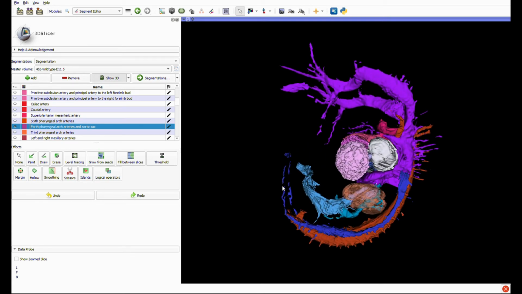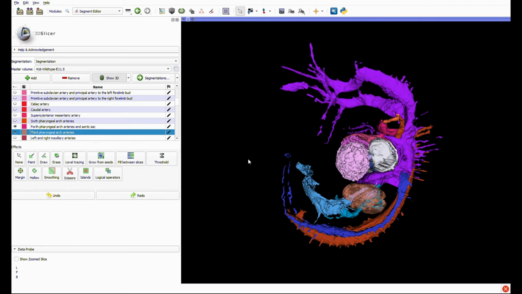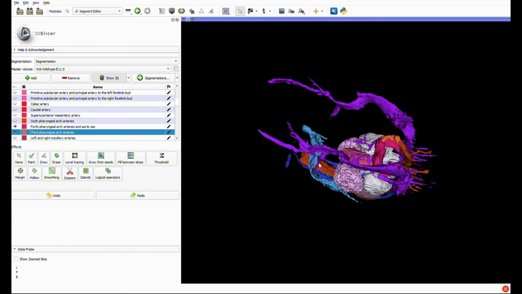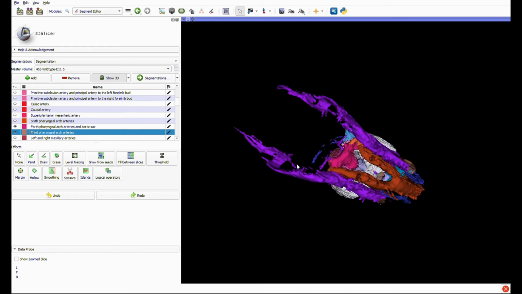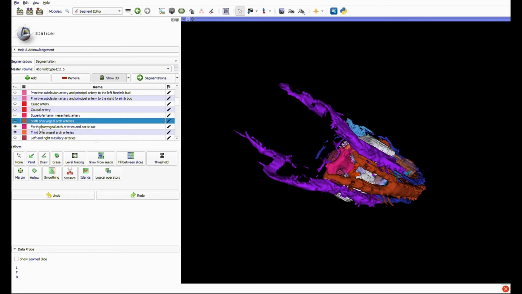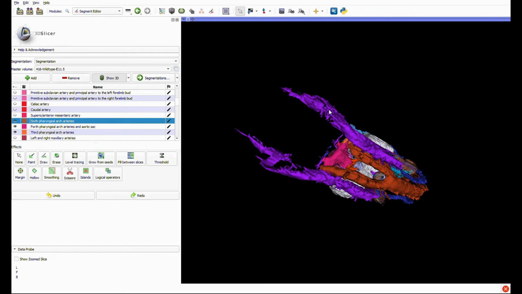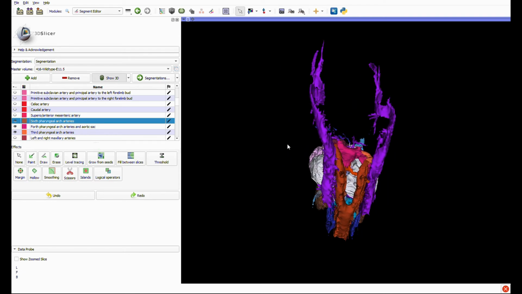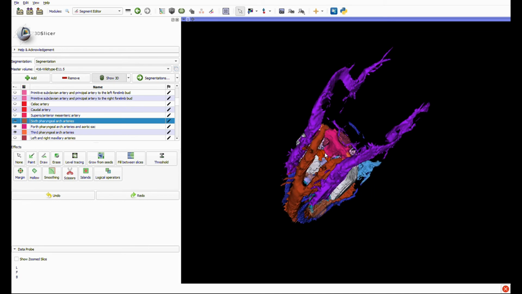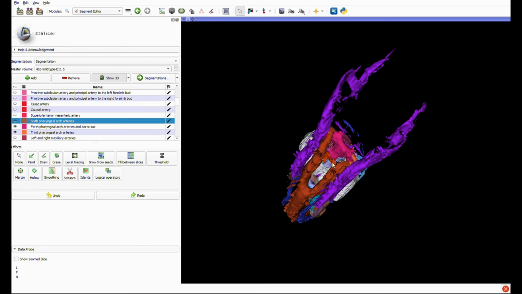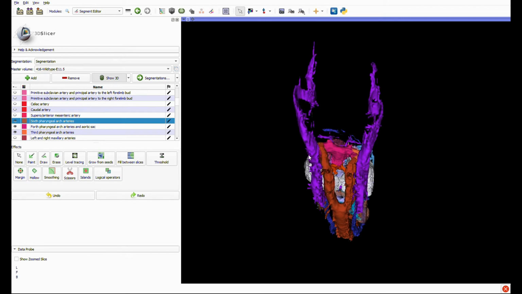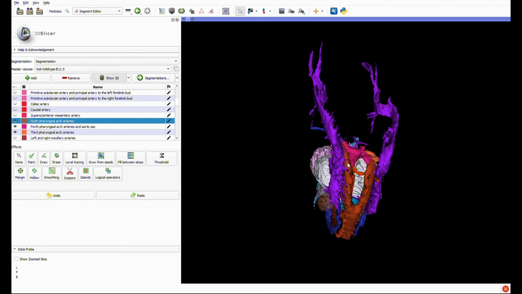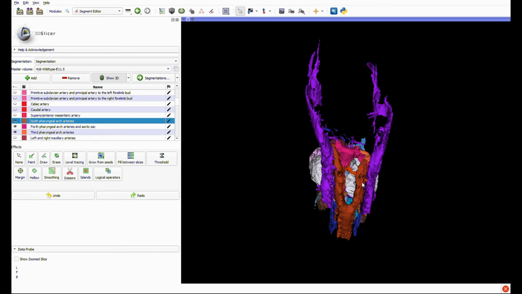Likewise, the third aortic arches, left and right, and the sixth aortic arches here, right and left, convey the blood from the aortic sac to the dorsal aorta.